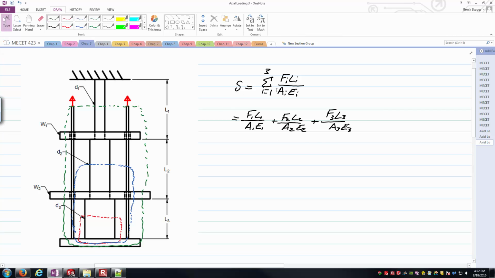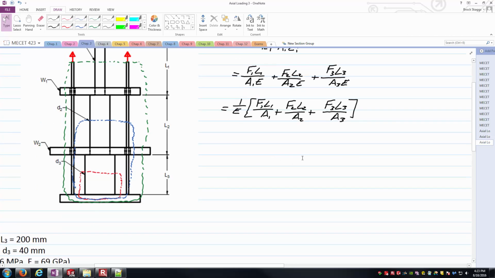Looking at this, one thing I could do to make my life a little simpler is take out the subscript on the E, because that's all the same material in this problem. It's all that 1060 alloy material. And so I can say this is equal to 1 over E times F1 L1 over A1 plus F2 L2 over A2 plus F3 L3 over A3. I could go one step farther and recognize that each of these A's has a pi over 4 that I could pull out, but I'll just go ahead and write that in.